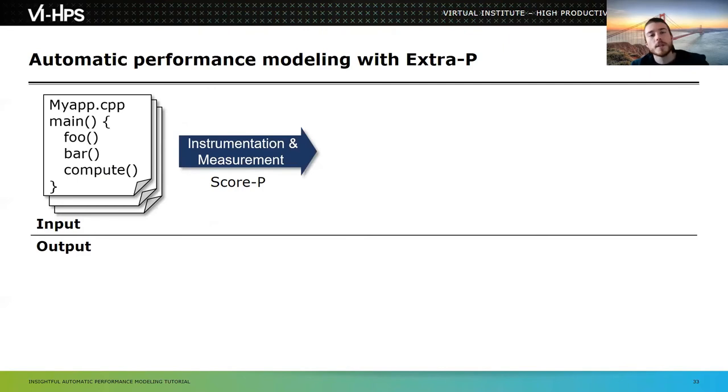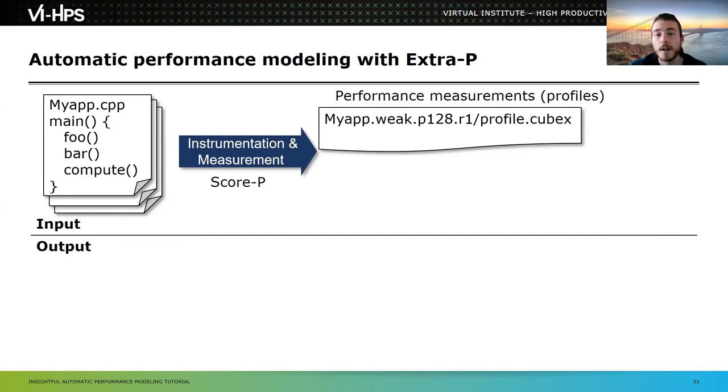So how does the automatic performance modeling work with Extra-P? Of course, again, like I said many times now, first we need our measurement data. So we will instrument our application, in this case, this myapp.cpp. We can instrument it, for example, with a tool such as Score-P. If we do it with Score-P, it works great together with Extra-P, since Score-P will automatically instrument all functions of an application and create these cube performance files, also called performance profiles or measurements. And it uses a certain notation for that.